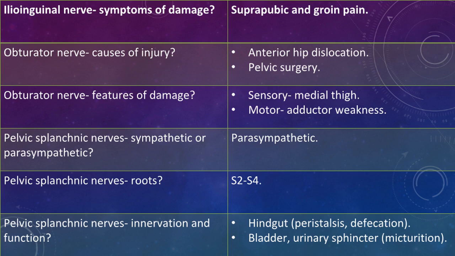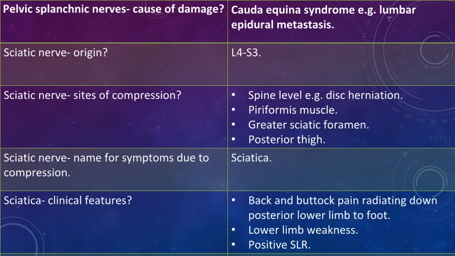S2-S4. Pelvic splanchnic nerves innervation and function. Hindgut, peristalsis, defecation. Bladder, urinary sphincter, micturition. Pelvic splanchnic nerves cause of damage. Cauda equina syndrome, e.g. lumbar epidural metastasis.